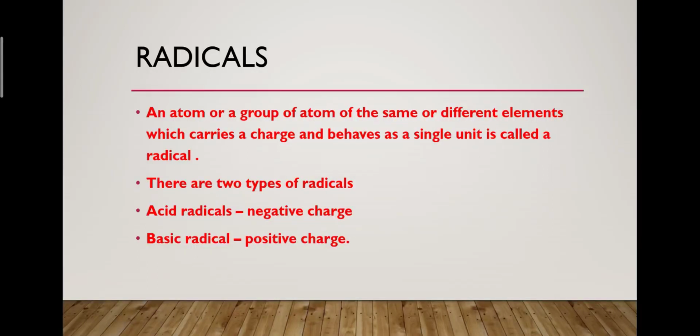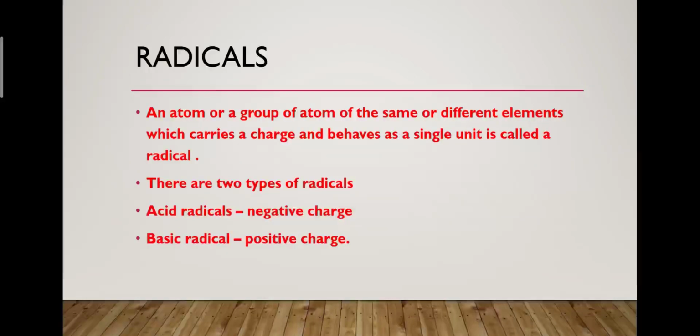You have read about ions, cations, or electropositive ions and anions from class 6th, 7th, and 8th. These radicals are those cations and anions only. A radical may be defined as an atom or a group of atoms of the same or different element which carries a charge and behaves as a single unit. Here charge means either positive charge or negative charge.